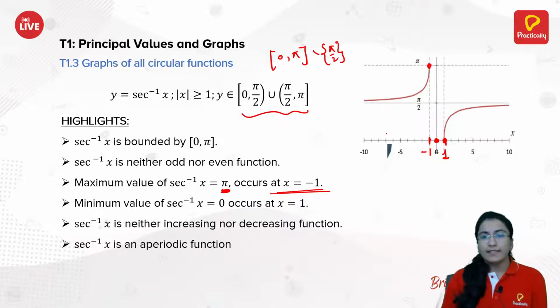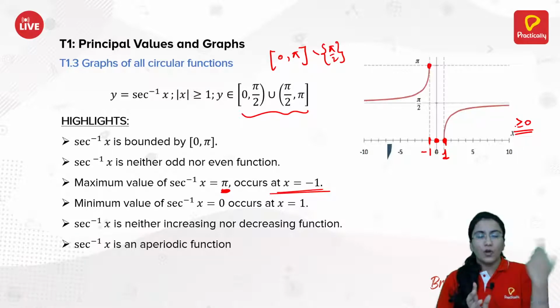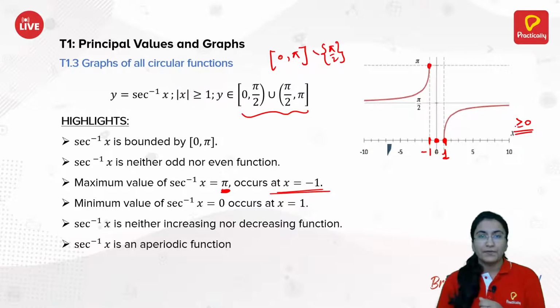You can even see that this graph is always greater than or equal to 0. Such conditions are also used while solving questions, like the graph of cos inverse x, secant inverse x, or cot inverse x. These three graphs are always above the x-axis. So this can also be used in question solving, right? You need to visualize all such graphs properly, right?